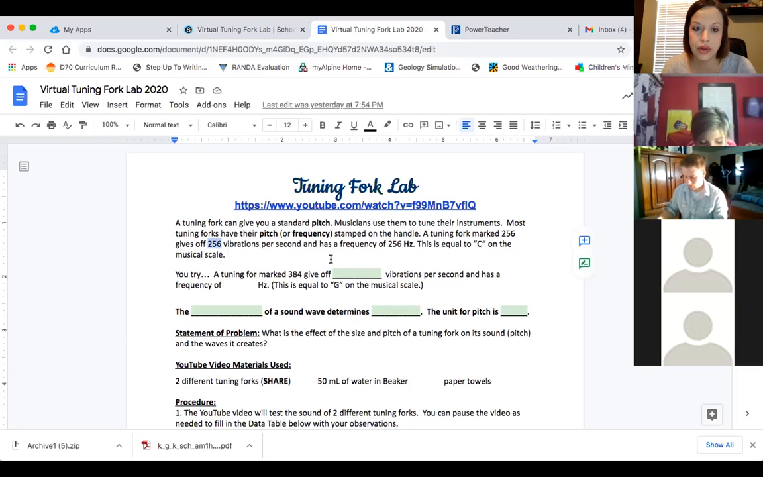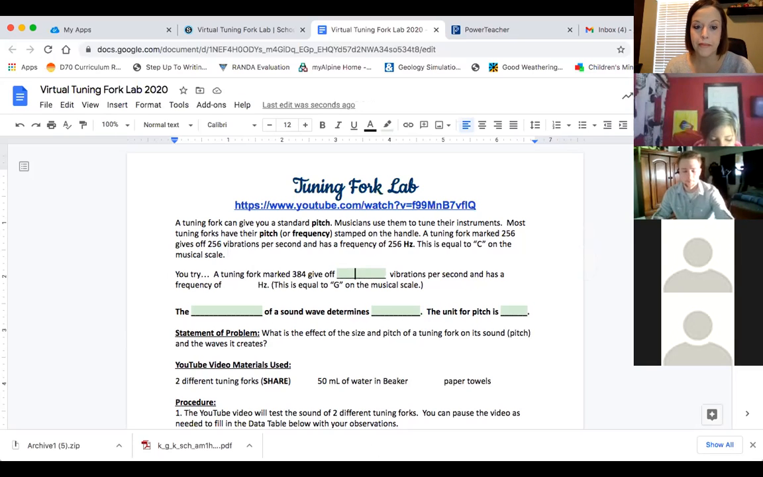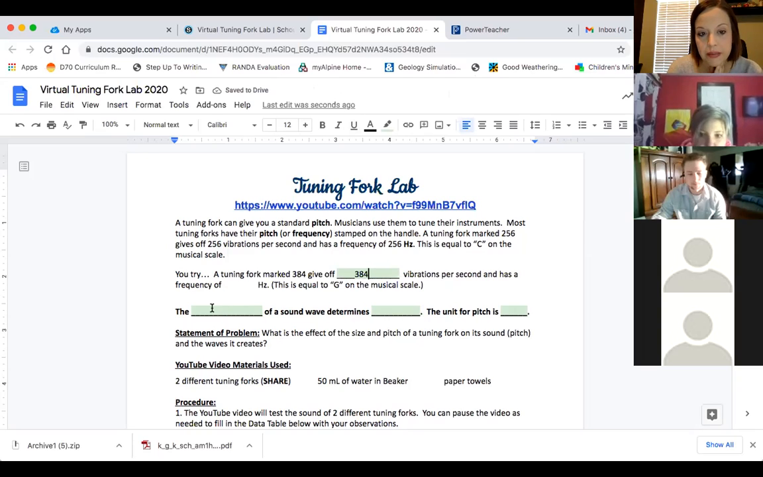So it says you try. Okay, you can either fill this in now with me or I'm going to post this later. A tuning fork, that should say fork, not four. A tuning fork marked 384 gives off blank vibrations per second. What would be the answer? If it's marked 384, how many vibrations does it give per second? Let's see in the chat. Okay, good, 384. Good job, Elliot. So if it's marked 384, that means it gives off 384 vibrations per second.